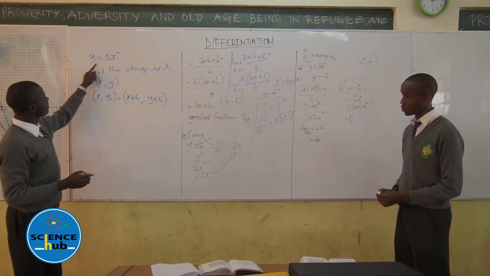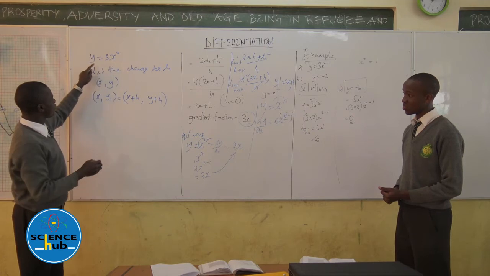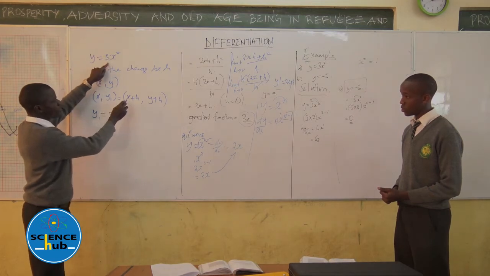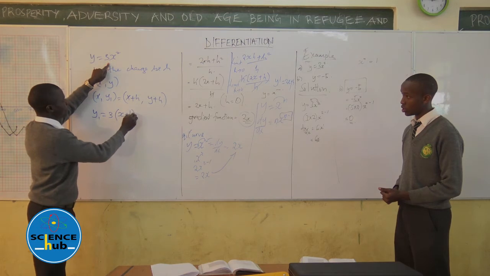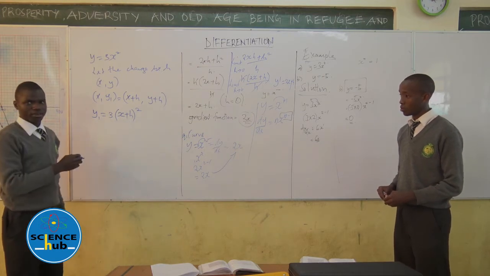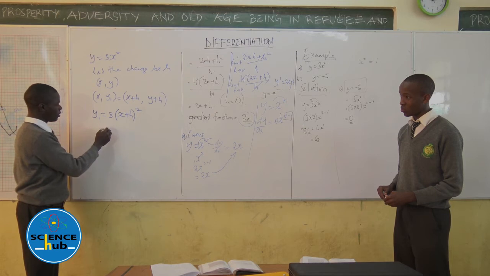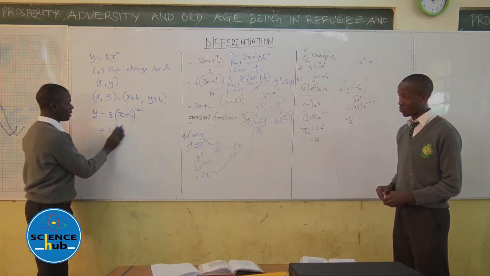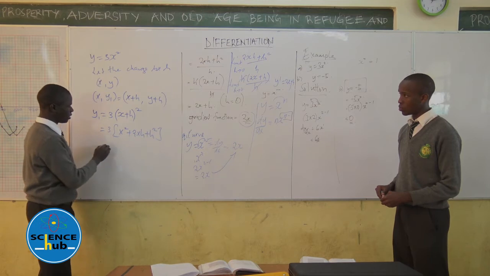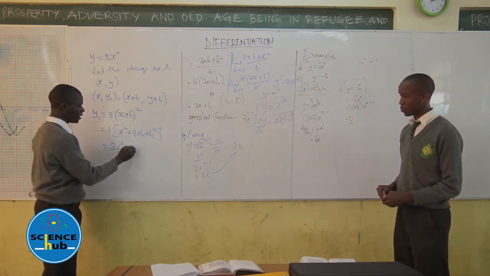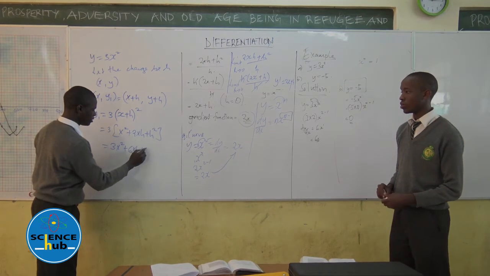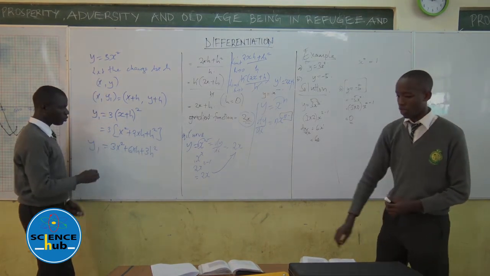Since we know that y is equal to 3x squared, our y1 now will be 3 into what is our x, so it will be x1, which is (x plus h) squared. Then you can open that bracket. Opening the bracket, it will give us 3 into x squared plus 2xh plus h squared, to give us 3x squared plus 6xh plus 3h squared. This one now is our y1.